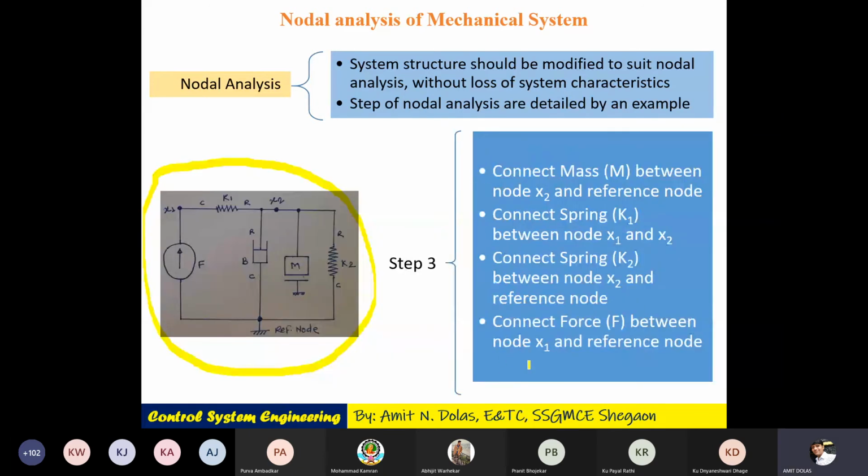Please add one sentence. I will add it and later on upload it. Damper connect किया है यहाँ पे, कहीं पे मैंने mention नहीं किया है. B between what? Between x2 and reference node.